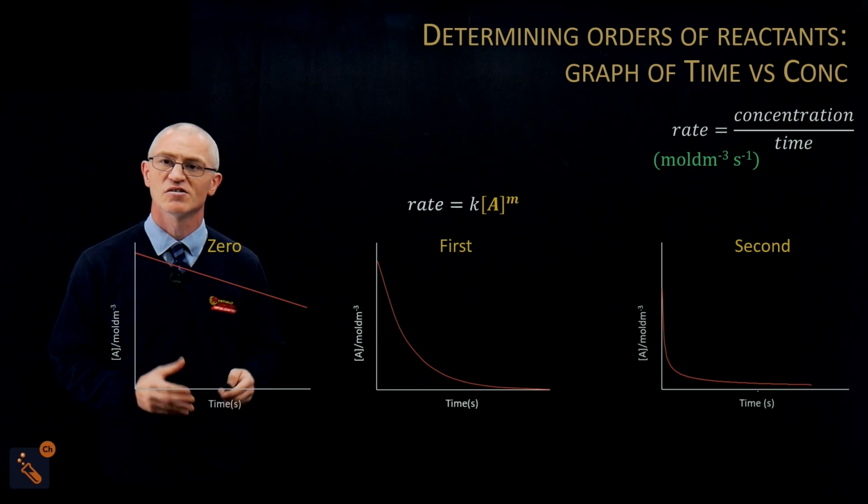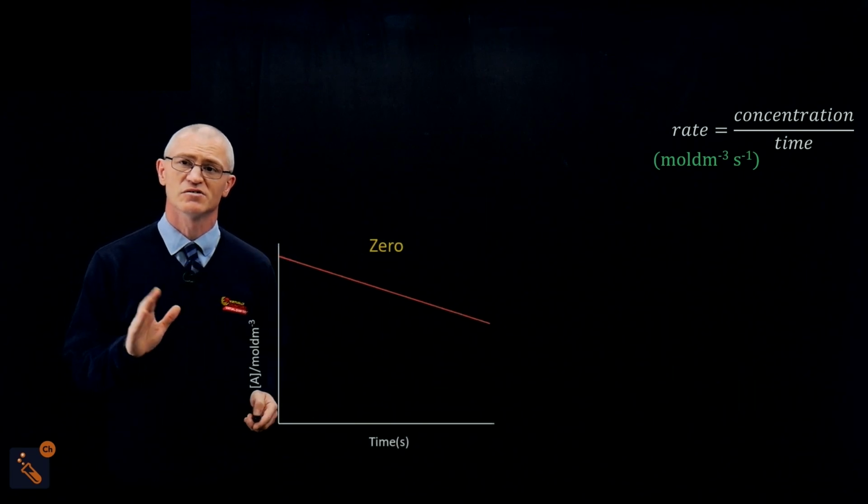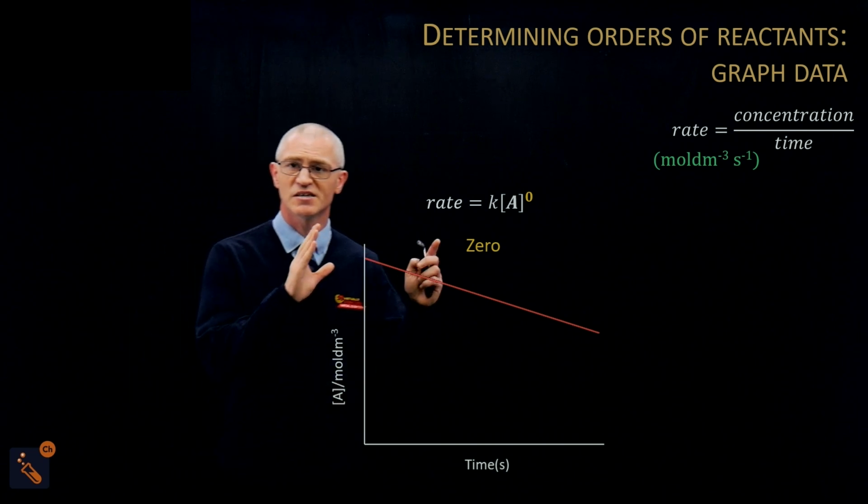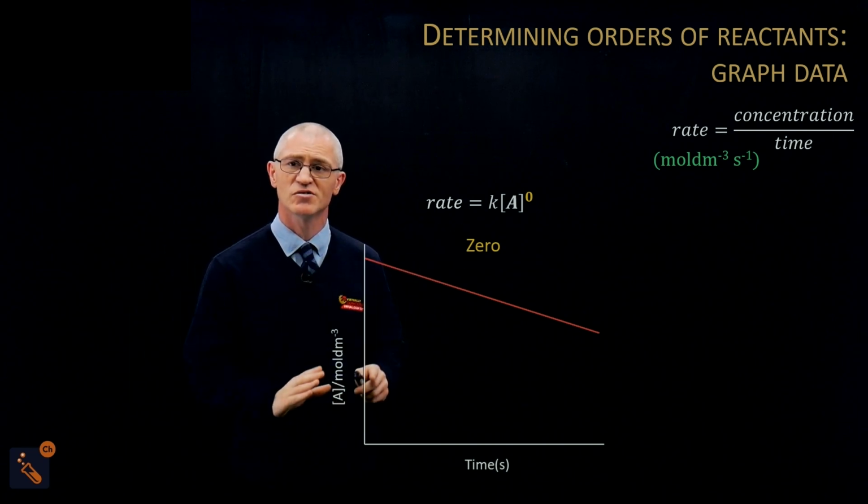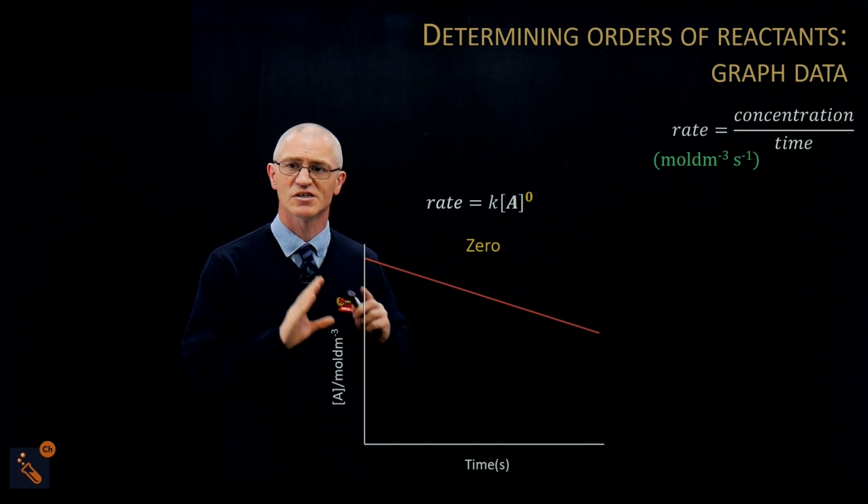But let's concentrate on 0 and pass it over to the middle. So I said in the rate equation, remember we're only doing a reaction with a reactant A for now to keep it simple.